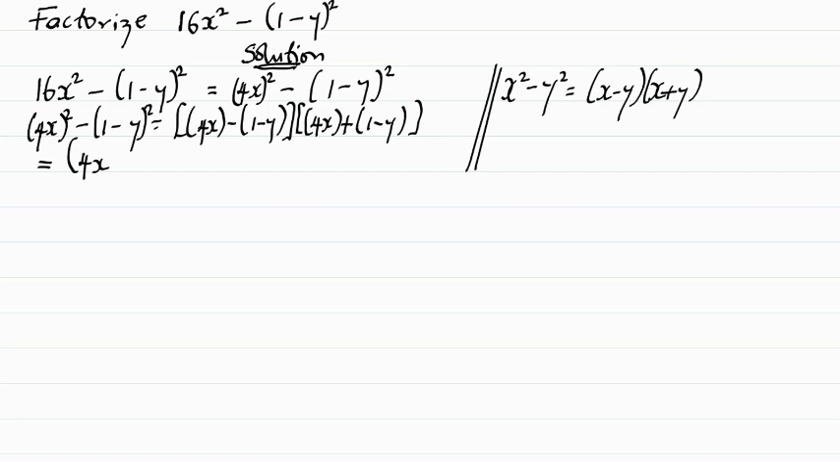(4x, minus times 1 gives us minus 1, minus times minus y gives us plus y), then (4x, plus times 1 gives us plus 1, plus times minus y gives us minus y). We close our bracket. Therefore, we have (4x minus 1 plus y)(4x plus 1 minus y) as our final answer.